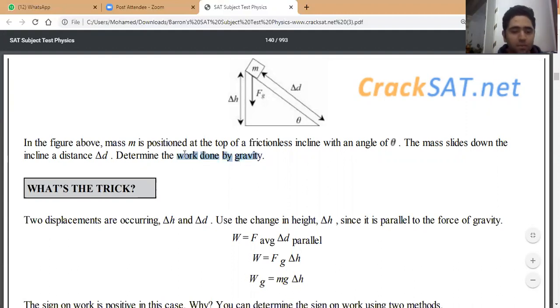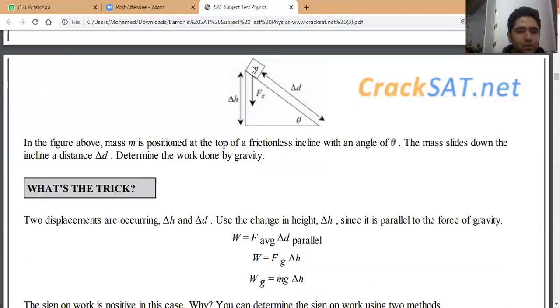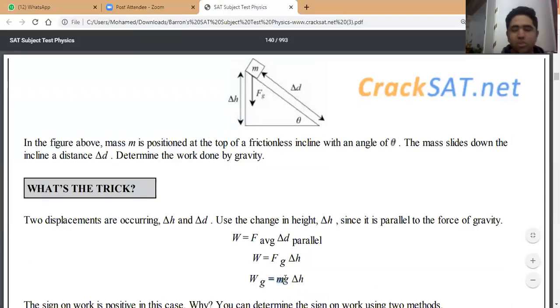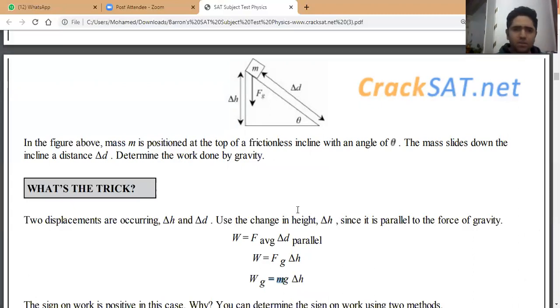That's what's required. So the work done by gravity, well, gravity is working in that direction, isn't it? So you're going to use the force due to gravity. The force due to gravity is mg. It's the mass times acceleration due to gravity, right? That's the force of gravity, okay?